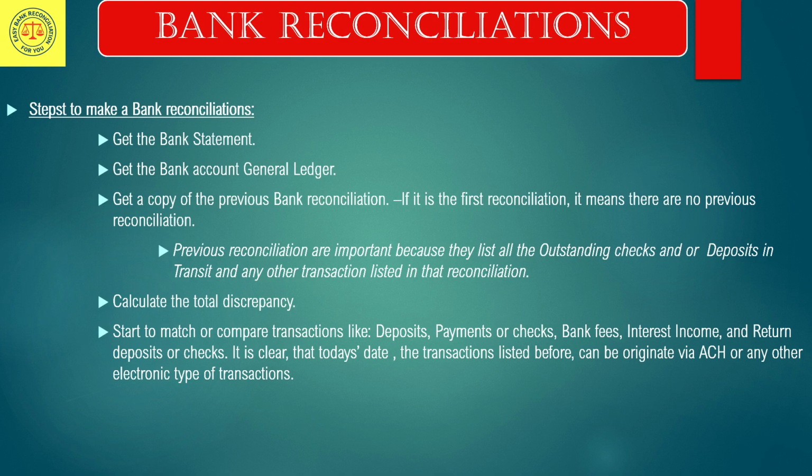Start to match or compare transactions like deposits, payments or checks, bank fees, interest income, and returned deposits or checks. Today, the transactions listed before can be originated via ACH or any other electronic type of transfer, like a wire transfer, etc. So it's not just paper or hard copies; it could be electronic. But we have to consider everything.